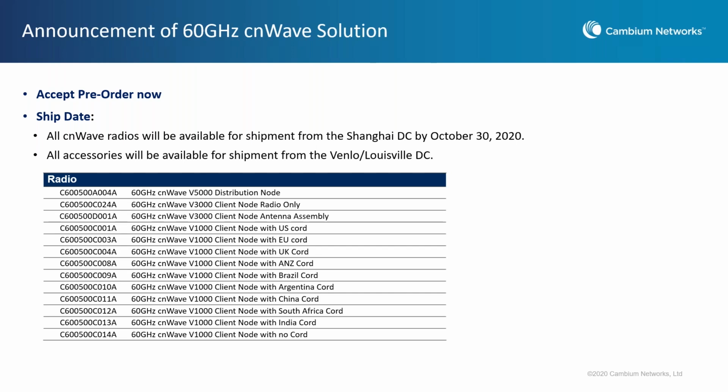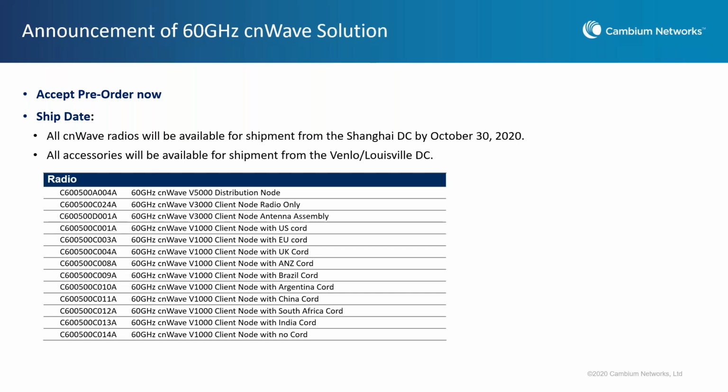So we have different cord options available for the V1000 models. If you're in the US, you buy the US cord. If you're in some other country, for example the UK, you can buy the UK cord. That's pretty straightforward. So let's talk about V5000 first.